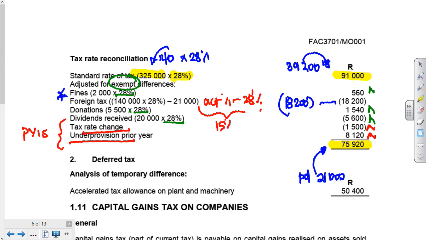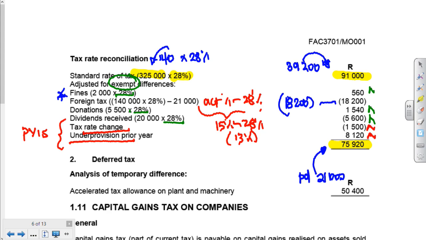15% was the actual percentage, minus 28. So it's a minus 13. So if I take 140 and I times by minus 13, I get minus 18,200. Yeah?